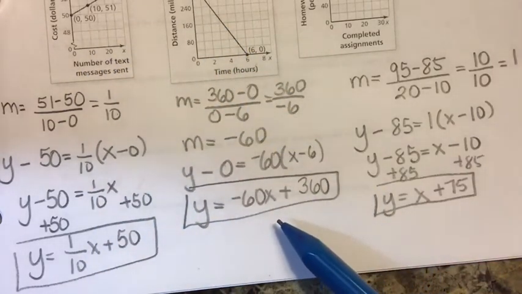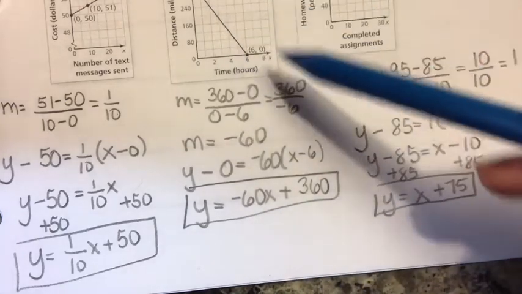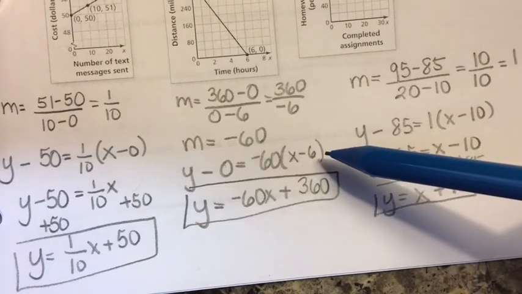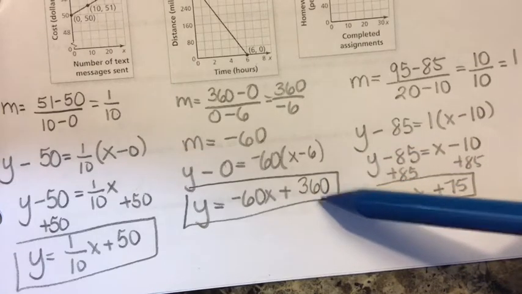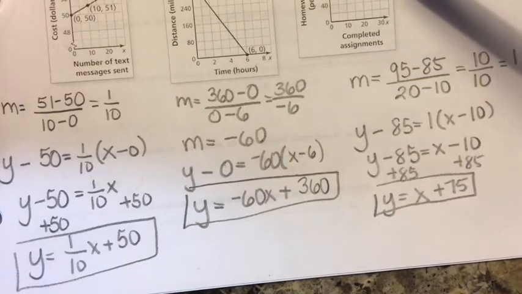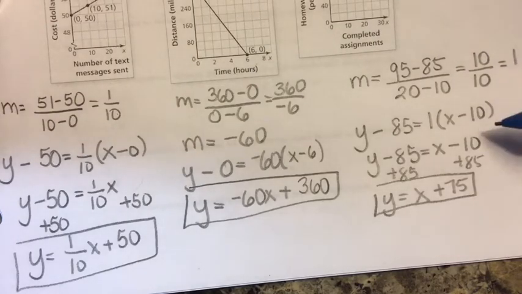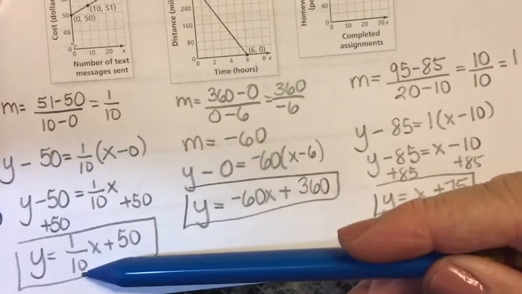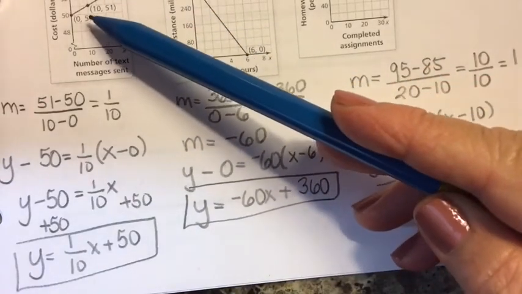For this one, I found the slope to be -60, used point slope form, and found the equation for that line. And then for number 3, I found the slope, I found the equation for the line. Now we need to interpret the slope. What does 1/10 mean in terms of this problem?